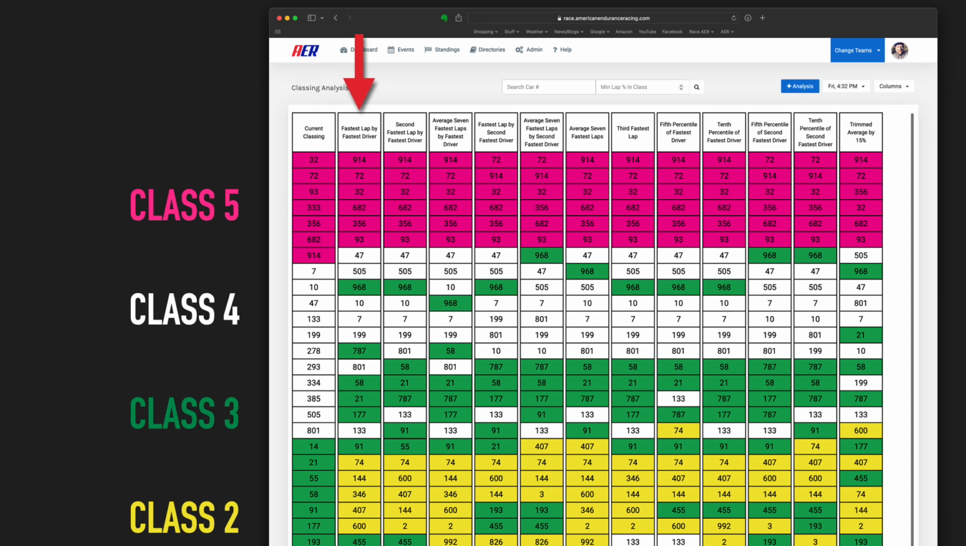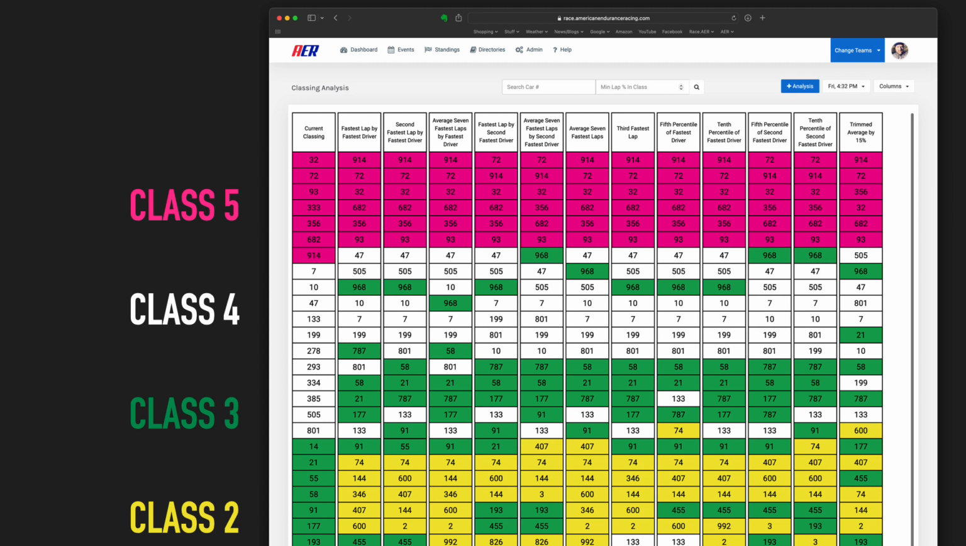The second column sorts the field by the fastest lap by the fastest driver on the team. The next column sorts the field by the second fastest lap by the fastest driver. Next comes average 7 fastest laps by the fastest driver, fastest lap by the second fastest driver, average 7 fastest laps by the second fastest driver, average 7 fastest laps by the whole team, third fastest lap of the whole team, 5th percentile of fastest drivers' times, 10th percentile of fastest drivers' times, 5th percentile of second fastest drivers' times, 10th percentile of second fastest drivers' times, and finally the team's average time trimmed by 15%.